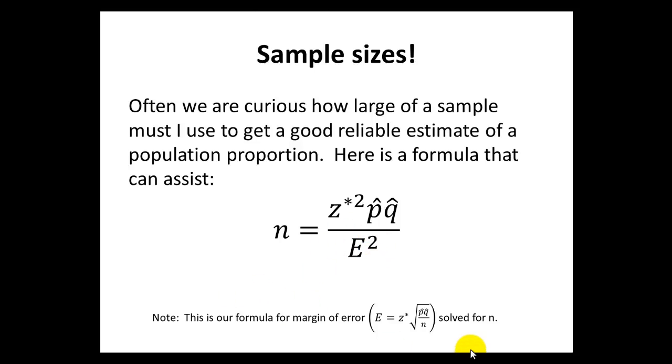Now just a note, this formula didn't just come out of thin air. It's actually our margin of error formula solved for N. So what they did is they took this formula and through the use of several algebra steps, they isolated N. So this formula is something we've already used, we're just using it in a different way. So if you know the kind of confidence you'd like to have for your estimate, how big of a margin of error you would like to have, and possibly a value for P hat and Q hat, then we can figure out how large of a sample you have to use.